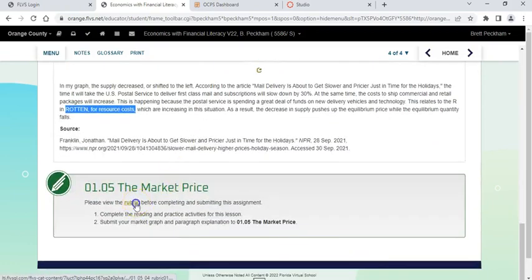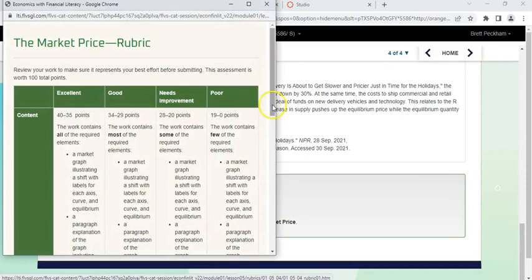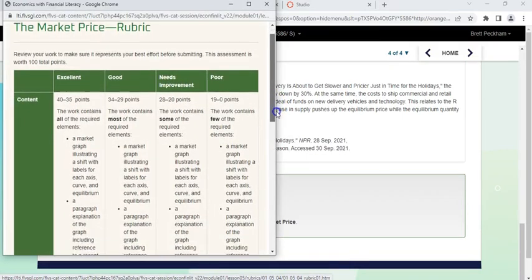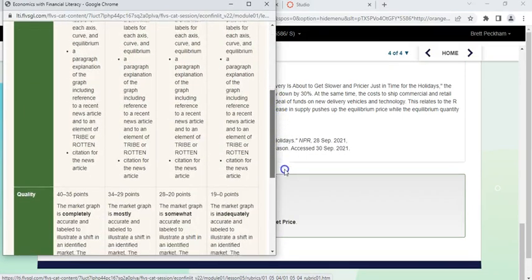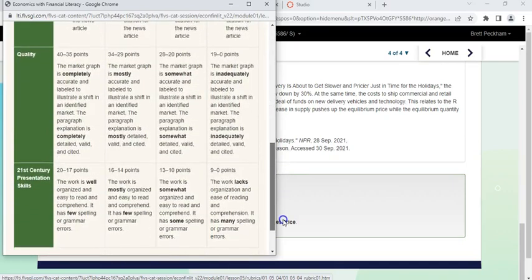If you're wondering about the rubric, you can click on here. It's 100 points for the total assignment. The first 40 is for the content, the second 40 is for the quality, and then the last 20 is for presentation skills. So there it is.